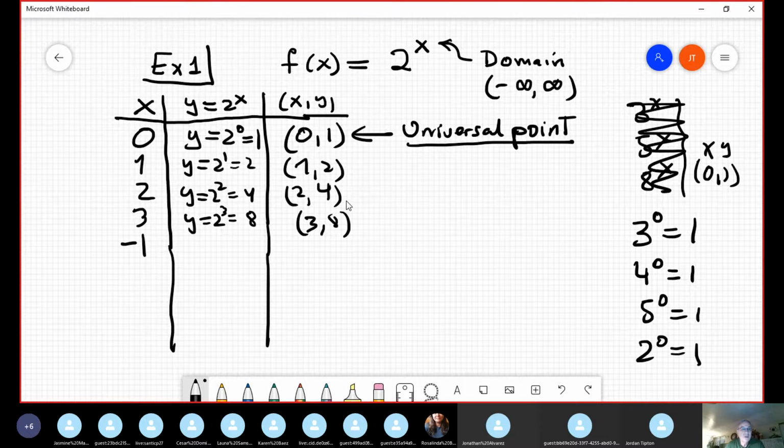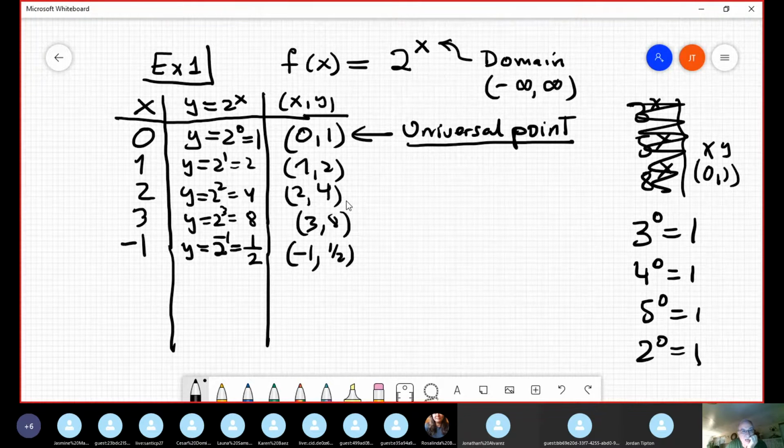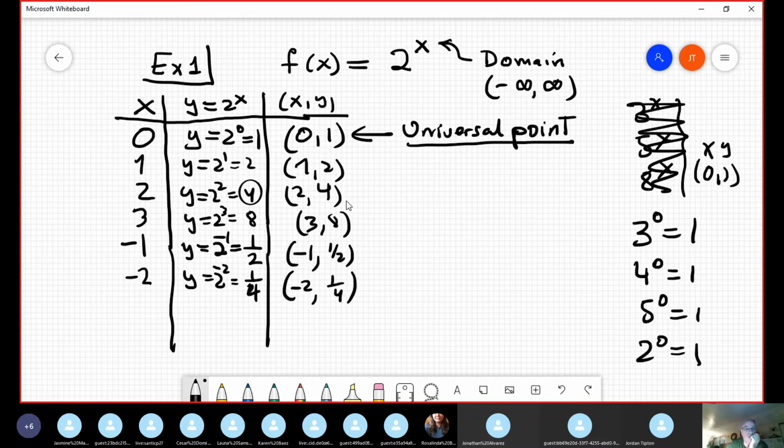Suppose x is -1. Then y is equal to 2 to the -1 exponent. And you know that when the exponent is negative, it is the reciprocal, 1/2. Then the point is -1, comma half. Look, -1 is the x value, positive half is the y value. And for -2, y is equal to 2 to the -2, which is 1 over 2 to the second power. I know that 2 to the second power is 4. Actually the point is -2, comma 1/4. And for -3, y is 2 to the -3, which is 1 over 2 to the third power. I know that 2 to the third power is 8. The point is -3, 1/8.